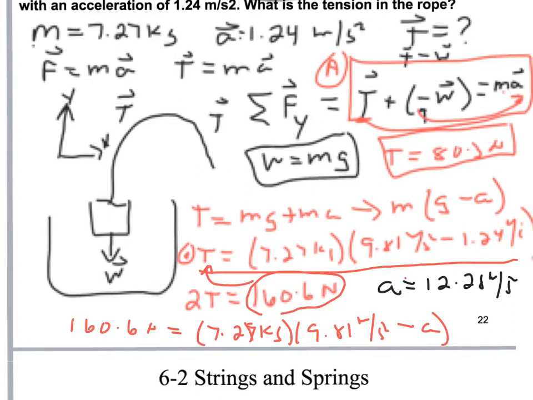So originally it was 1.24. That's what we were given up here in our problem. We were given 1.24, which equated to a tension of 80.3. But when we doubled the tension, the acceleration did not actually double.